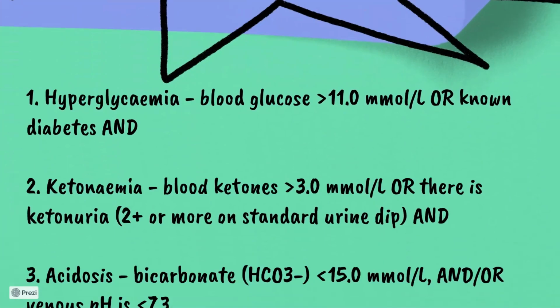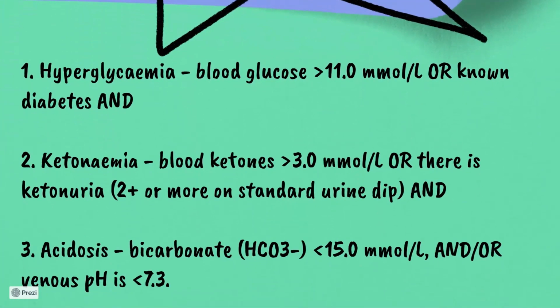So we look at these 3 criteria. Firstly, we look at hyperglycemia with a blood glucose level of greater than 11. We look for ketonemia or ketonuria, and generally this would be ketone levels greater than 3 in the blood, or ketones +2 on a urine dip. And we also look for evidence of acidosis, so this is either going to be a bicarb of less than 15 on your VBG, or a venous pH of less than 7.3 on your VBG.